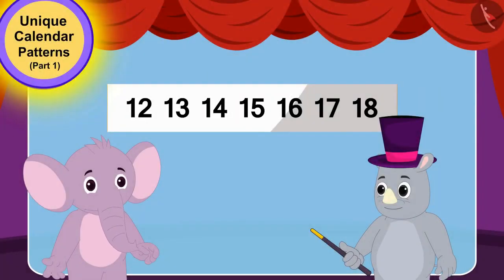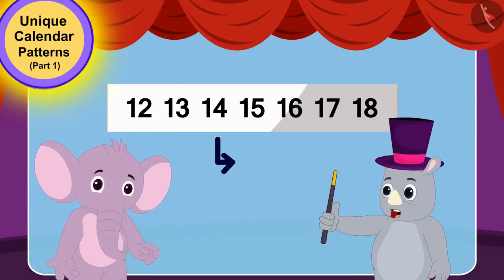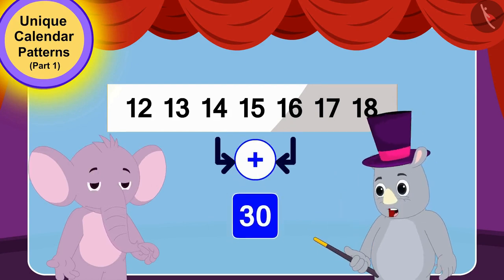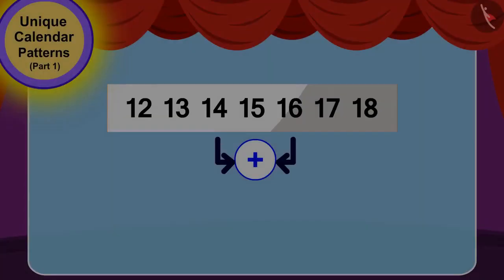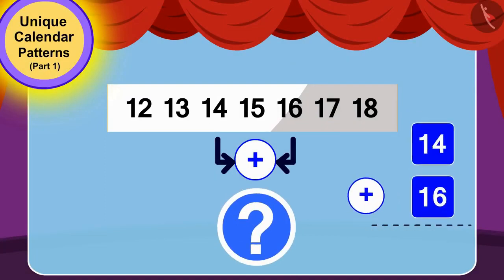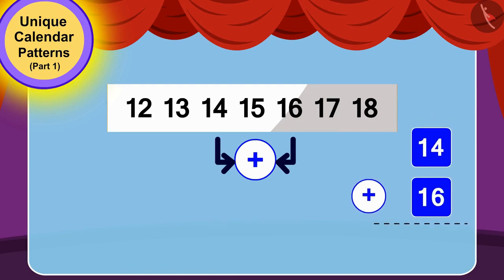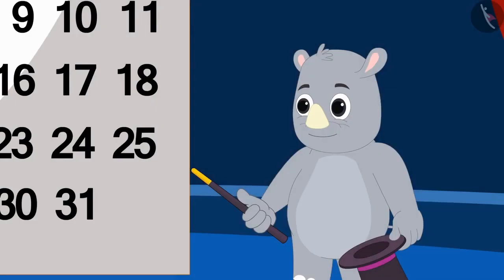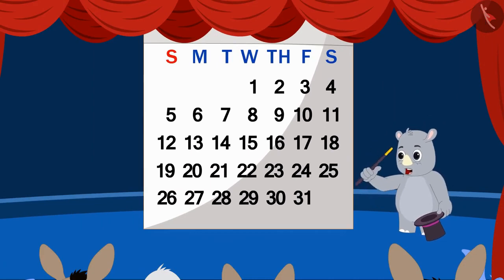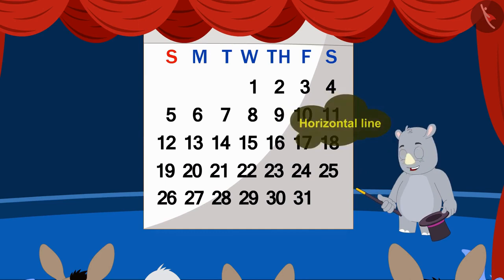Now, in the end, Gaggu told Appu that even if he added the third and fifth numbers of that line, the answer would still be 30. Children, can you tell how much would 14 added to 16 be? Oh wow! This is also 30. Gaggu told all the audience that they could try this magic with the numbers written in any horizontal line of the calendar.